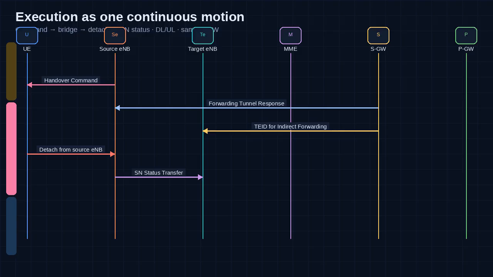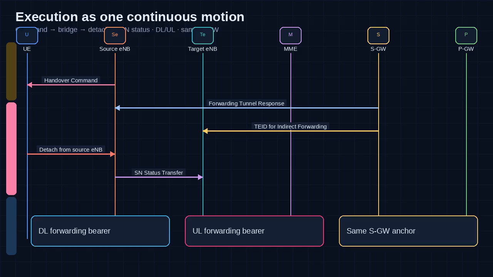Throughout, the bottom of the diagram keeps two S1 bearers for indirect forwarding in view, DL and UL, reminding you that user plane continuity is directional. And on the right, the same SGW inset explains why this choreography can stay local. Radio ownership flips. The serving gateway anchor need not. If you remember only one animation, remember this chain. Command, arm the bridge, detach, transfer sequence status, keep DL and UL distinct, prefer a stable SGW when the diagram shows one. That is the execution phase as a single motion, not a pile of unrelated acronyms.